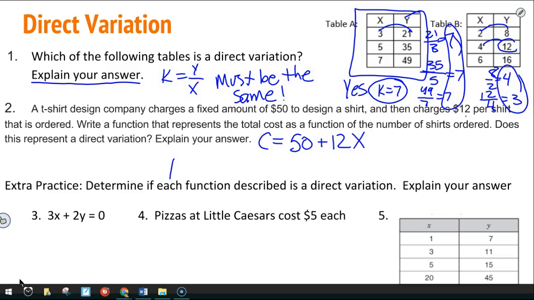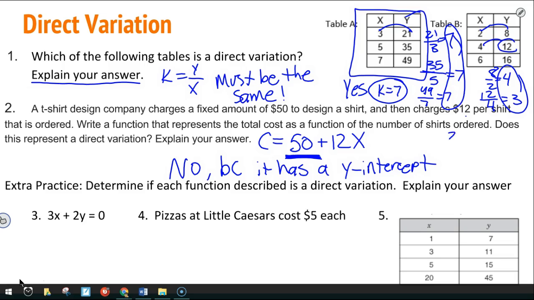I would say no, because it has a y-intercept. This plus 50, which is our y-intercept, makes it not proportional. Proportional would be if you doubled the amount of shirts, it would double the cost. In this case, that's not the same.